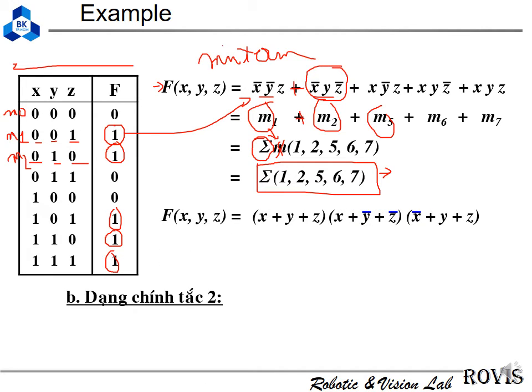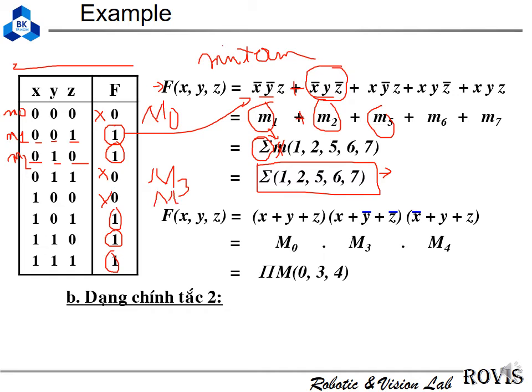And we can write this function in terms of the maxterm. Here you can see that in the maxterm you choose the rows where the function is 0. For example, it is 0 here, and this will be M0, capital M, right, this is M3, and this is M4. Then you write them down, take the product, and simplify with pi here, pi M here, and then you can write the pi here, okay.